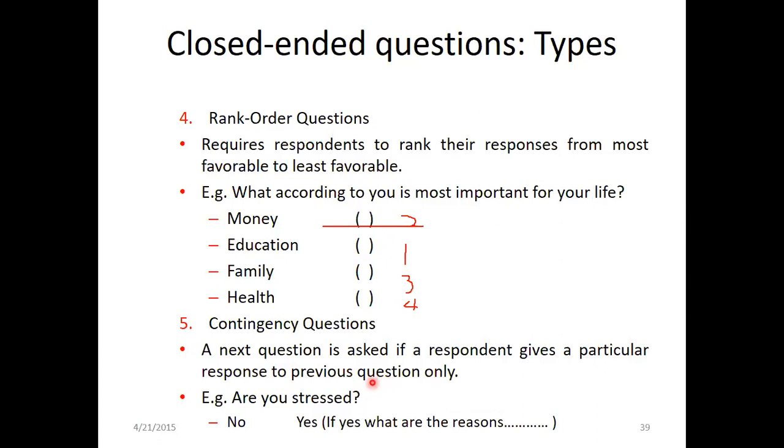The next question is asked if a respondent gives a particular response to a previous question only. So you say, are you stressed? You have to say no or yes, and then if you say yes, you ask, if yes, what are the reasons? Like, do you own a small business? You say yes, and then some more explanations are needed. Now that is called contingent questions.